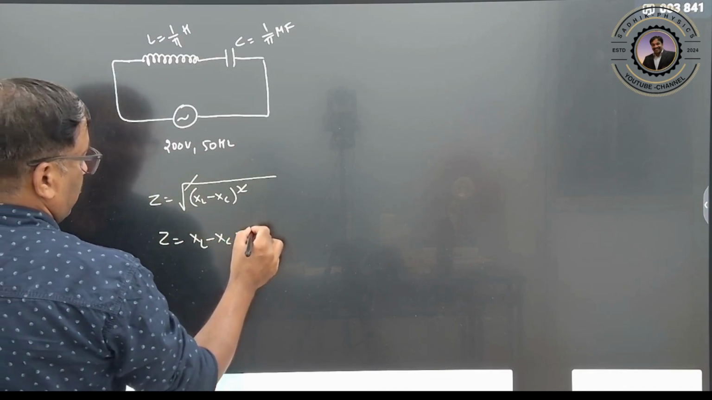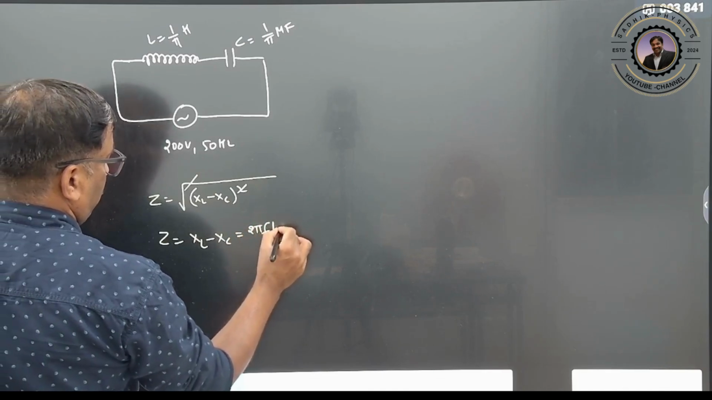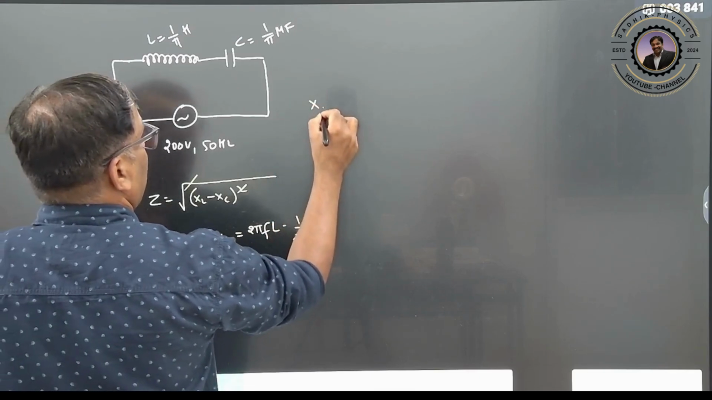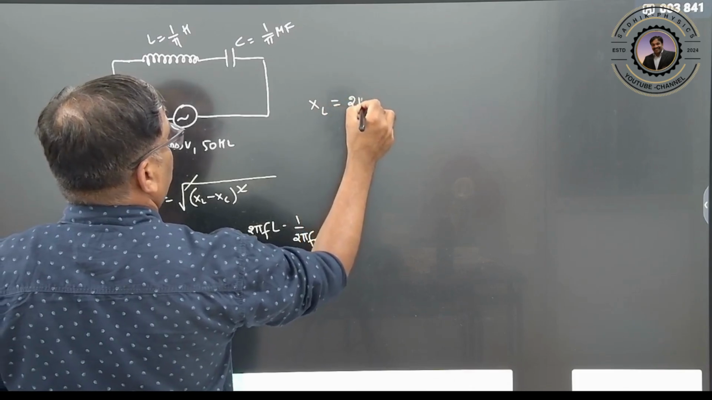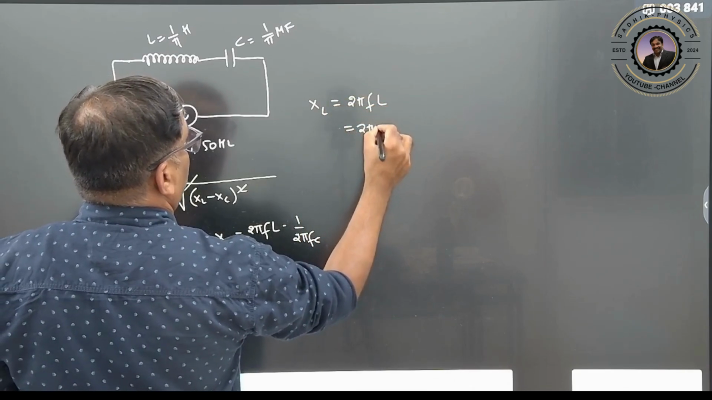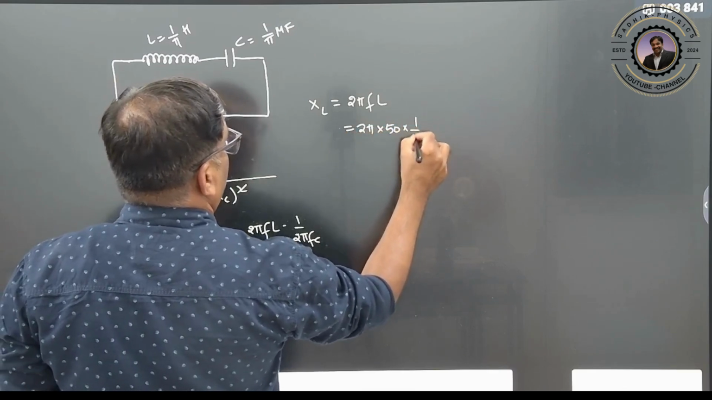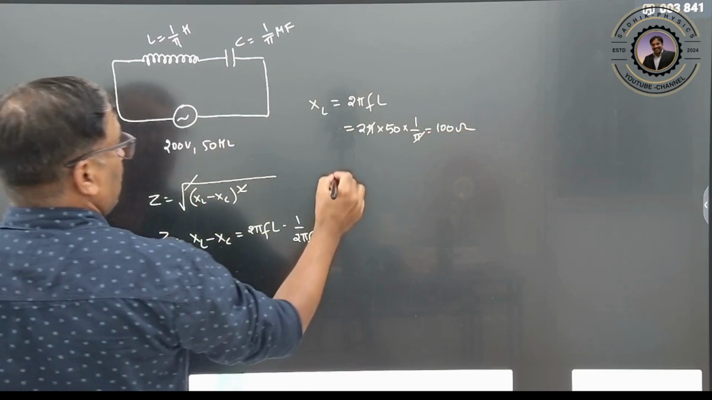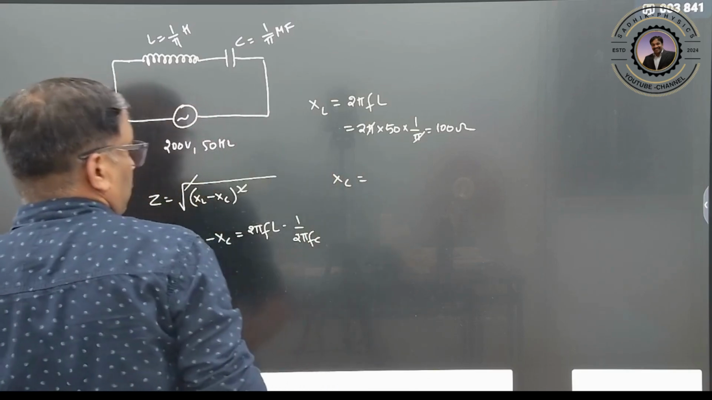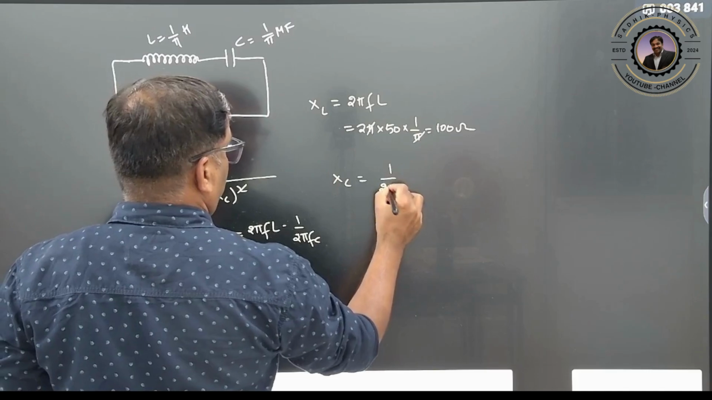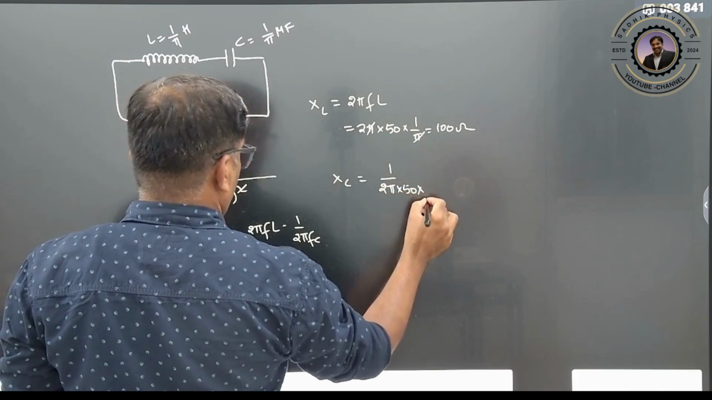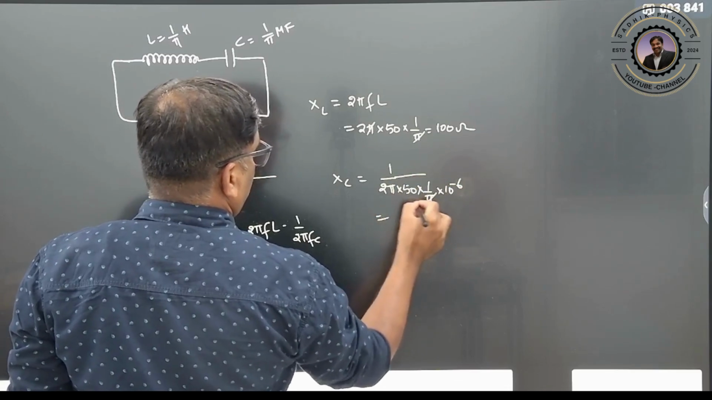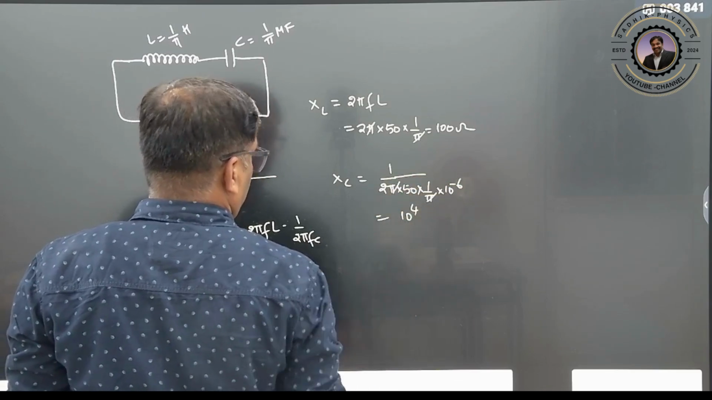So XL is nothing but 2 pi F into L, minus 2 pi F into C, right? Let us calculate what XL and XC are. So 2 pi F into L is 2 pi into 50 into 1 by pi, which gets cancelled out, so 100 ohms. XC will be equal to how much? 1 by 2 pi into 50 into 1 by pi into 10 to the power of minus 6, which gets cancelled out, so 10 to the power of 4 here.